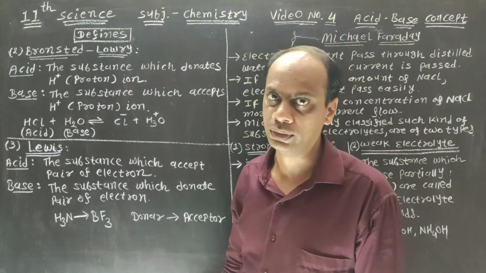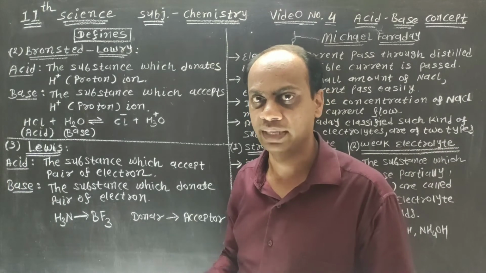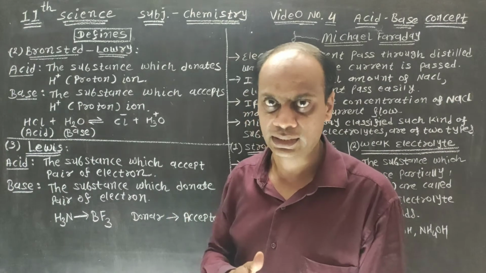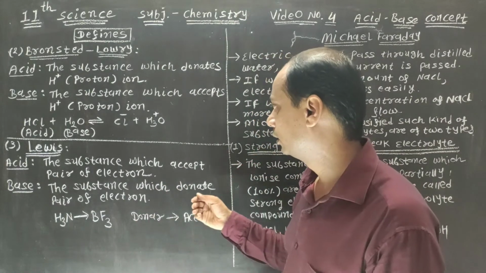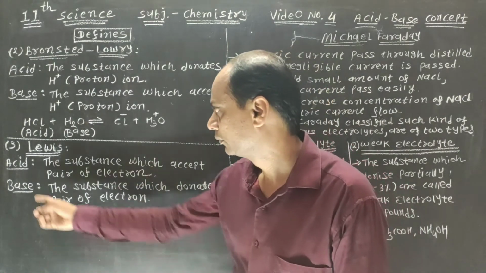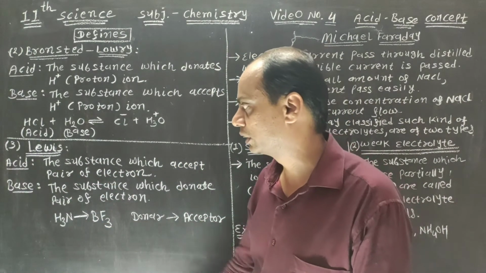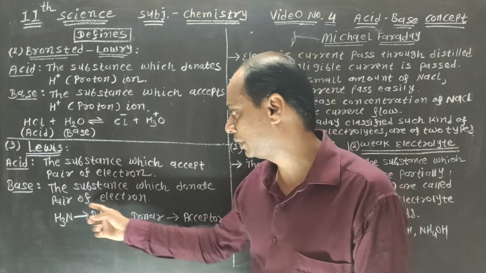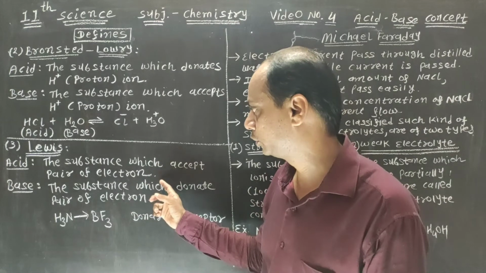Now, the third one, Lewis. Arrhenius and Bronsted-Lowry give definitions on the basis of H plus and OH minus, which may either be donated or accepted. But the scientist Lewis gives an acid-base concept based on a pair of electrons. Let us discuss the definitions. Acid: the substance which accepts a pair of electrons is said to be an acid. Any substance which donates a pair of electrons is said to be a base.